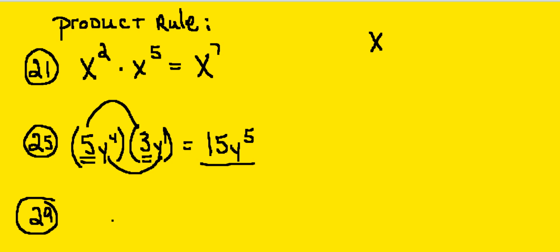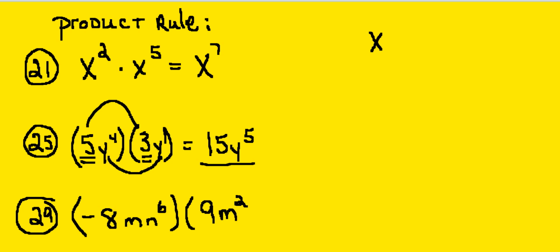Okay, what's 29? Negative 8 m n to the 6 in parentheses, and that's going to be multiplied to 9 m squared and n squared. Okay, so here's our problem now. So again, do the coefficients separately. Negative 8 times 9 is negative 72.